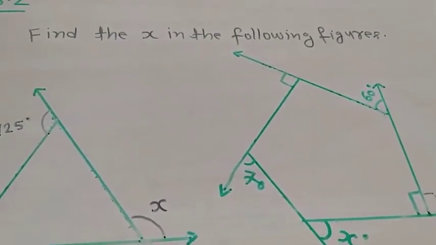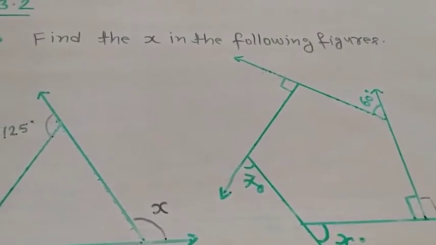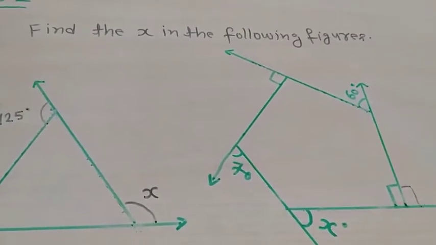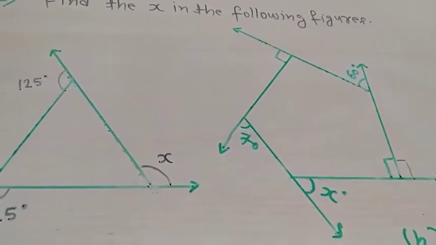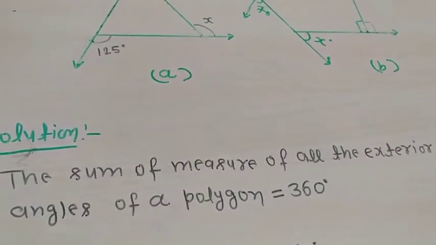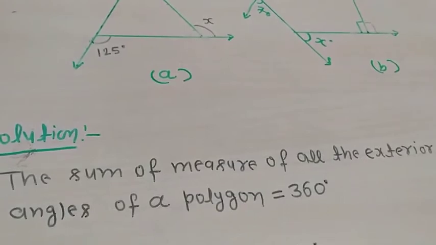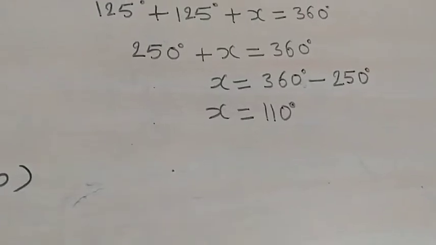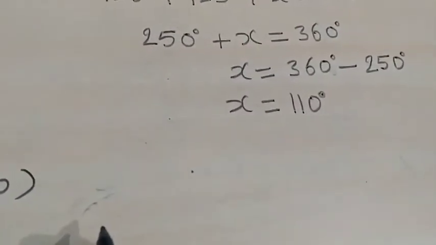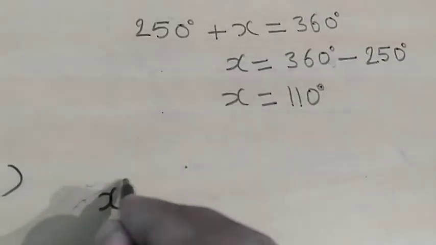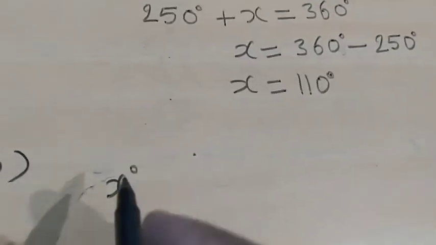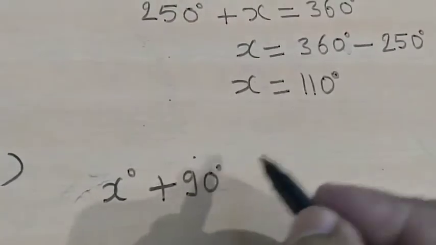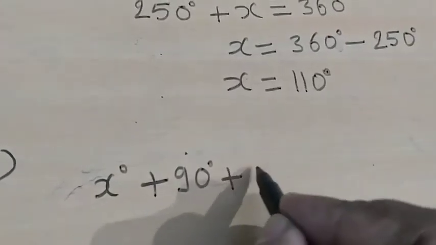So first we sum all the exterior angles which are given in this figure, and this is equal to 360 degrees. Clear? The sum of the measures of all the exterior angles of a polygon is 360 degrees. So first we sum all the given exterior angles. So first x degrees. After this 90 degrees, and the next exterior angle is 60 degrees.